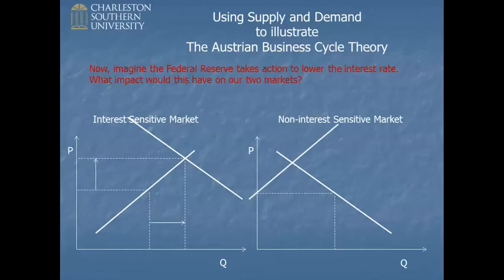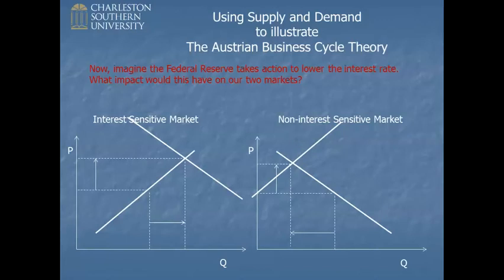And so little by little, resources would be bid away from the non-interest sensitive market, and of course a new equilibrium would be established there. And notice that prices have gone up in the non-interest sensitive market just like they did in the interest sensitive market, but in the interest sensitive market output increased, but in the non-interest sensitive market output decreased. So in the Austrian view, what really happens when the Fed takes action to stimulate the economy, maybe by lowering interest rates, is it stimulates some markets, namely the interest-sensitive markets, but at the expense of other markets. Resources are bid away from one market and into another.